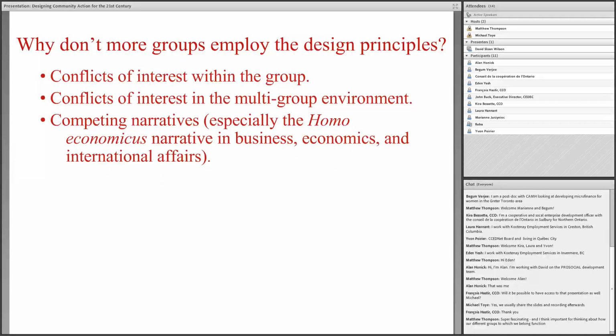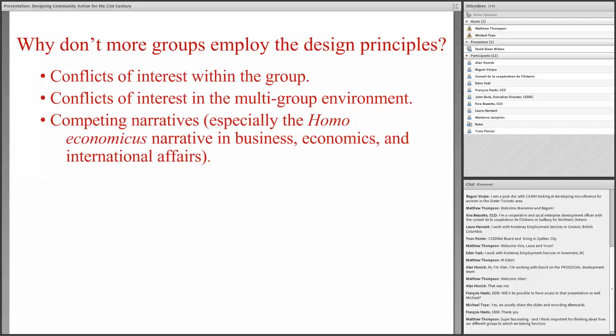So why don't more groups employ the design principles? One is that there are conflicts of interest within a group. In many groups, there are people who want to get their way, often in a very well-meaning sense, but they want to stage manage. And so there are opposing pressures. There are two ways to succeed, basically: as a group, or at the expense of other members of your group. And so one reason why these design principles don't exist is that the disruptive within-group processes have had their way. Likewise for conflicts of interest in a multi-group environment.